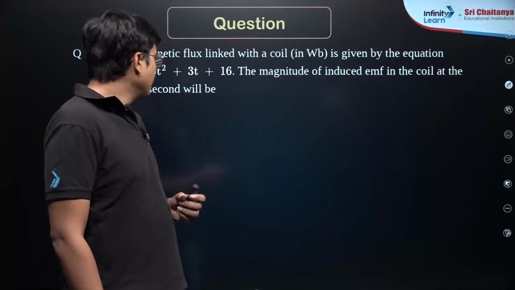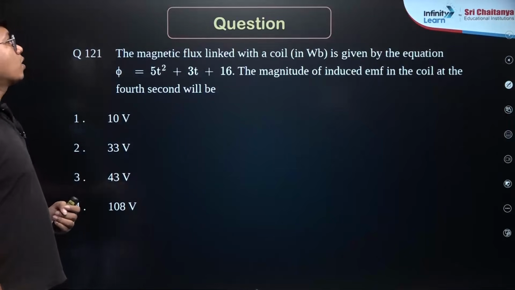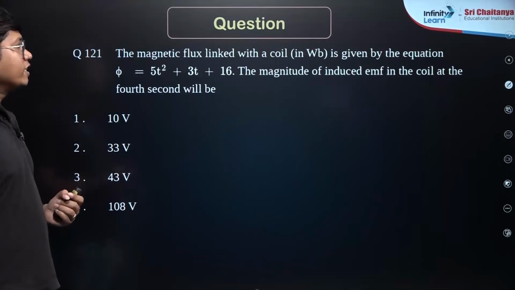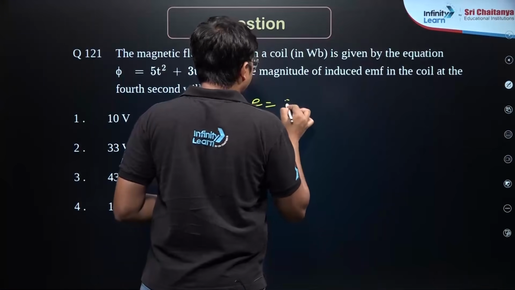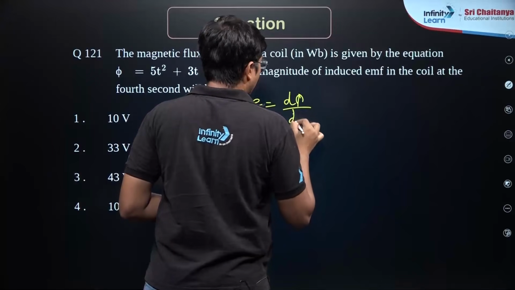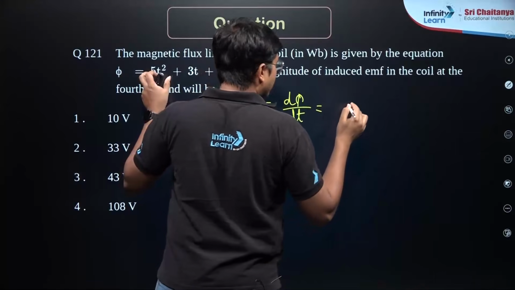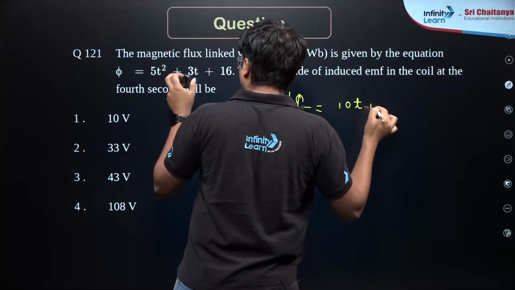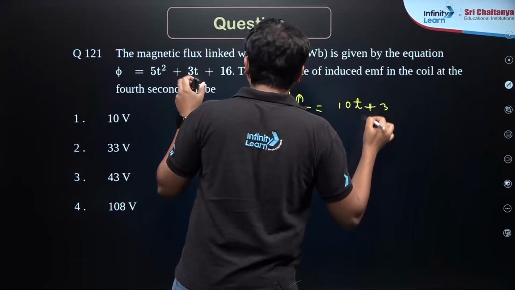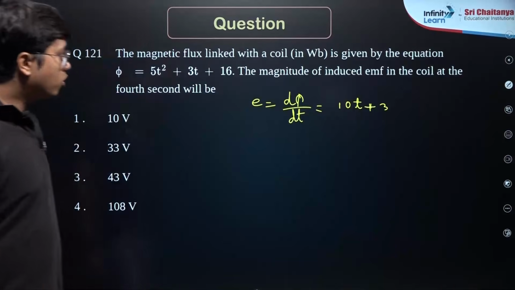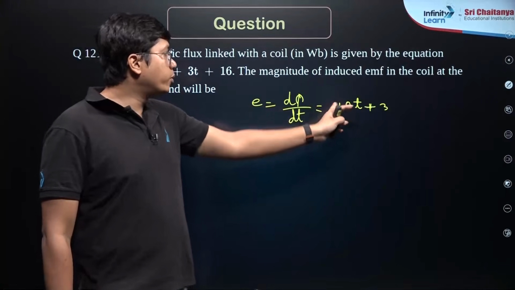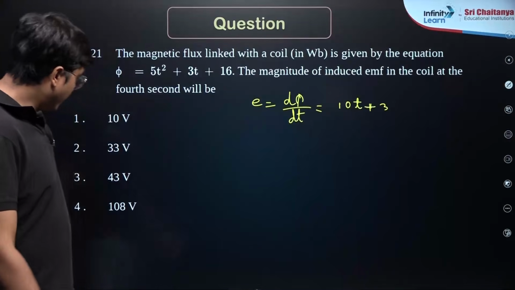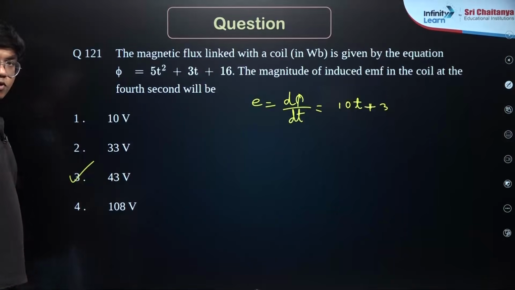Okay. This one says magnetic flux linked with a coil is given by phi is equal to 5t square plus 3t plus 6. What is the EMF induced? E is equal to d phi by dt. If you differentiate 5t square, that will give you a 10t. This will give you a 3. This is a constant, it's going to give you a 0, don't bother about it. You want in the 4th second, so t equal to 4, if you put it in, 10 into 4, 40 plus 3, answer is 43 volts.